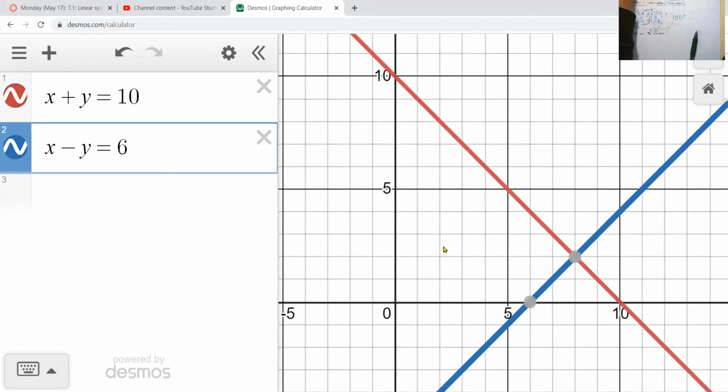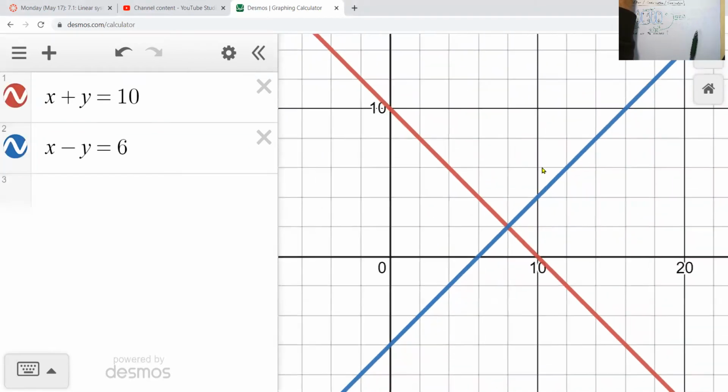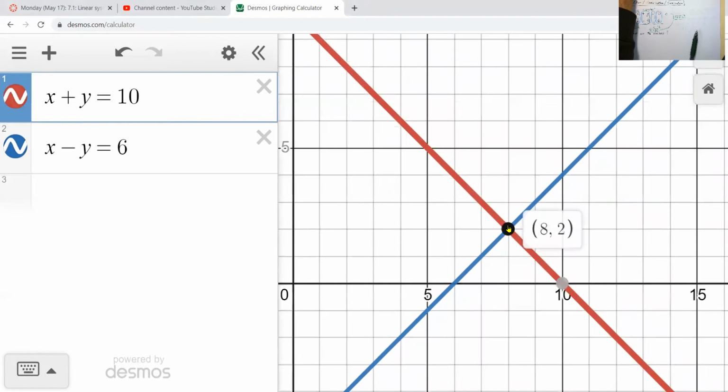And if you graph them both, there's both lines. What's so great about that? Look where they cross. What's that point where they cross? 8, 2. Wasn't that our answer? So you could also use Desmos, type in your equations and see where they cross. So this is solving by graphing. 8 plus 2 is 10. 8 minus 2 is 6. This is the point that satisfies both equations. This is the point that works on both lines.